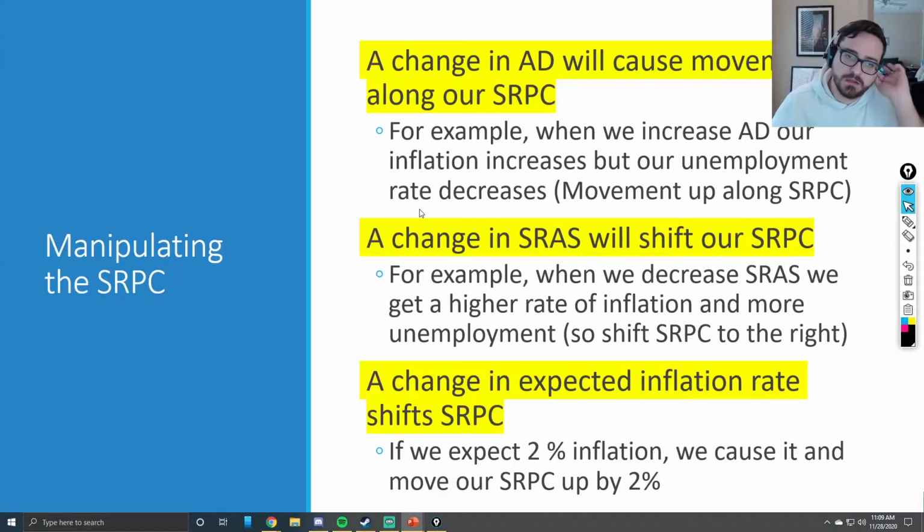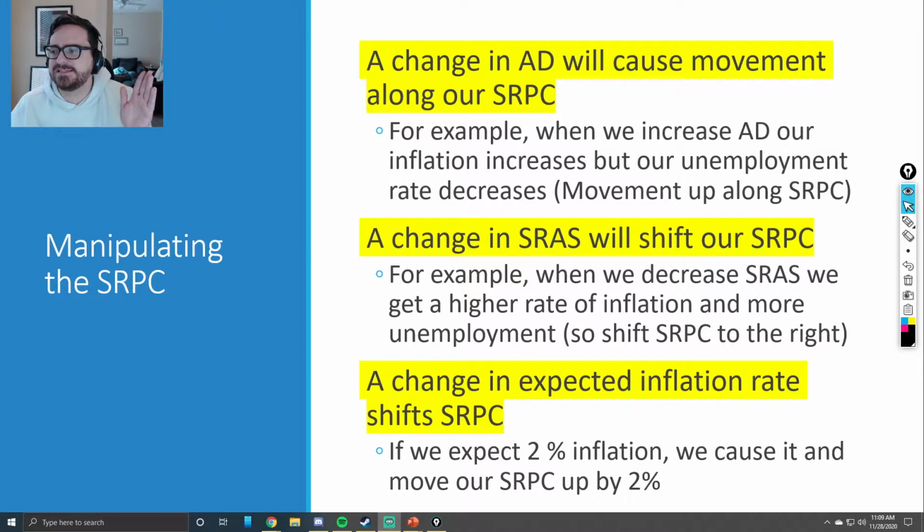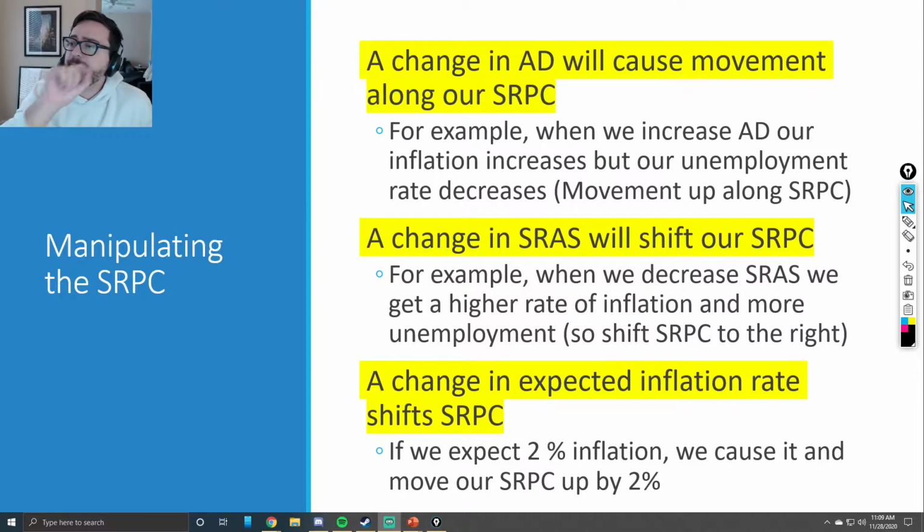Okay. So here's our list of things that shift the Phillips curve, written down handy dandy style for you in case you needed to have it. A change in AD moves us along our SRPC. Drew that. We increased AD, get higher inflation, lower unemployment, so we move up along my SRPC. A change in SRAS will shift the Phillips curve. So when I decreased SRAS, I moved my Phillips curve to the right, take the whole thing and move it. There's a third one, the wild card. This one exists too, which is a change in expected inflation rate.